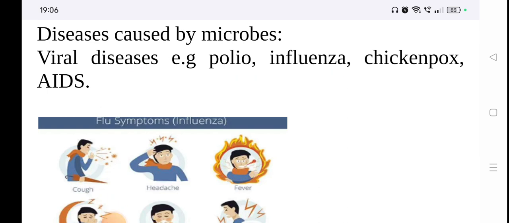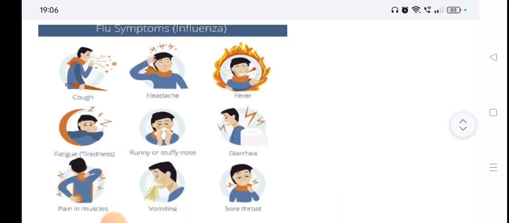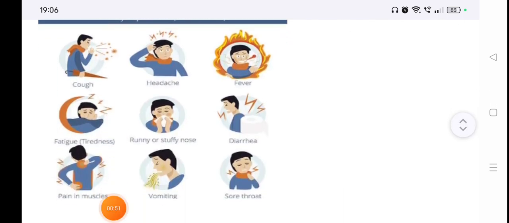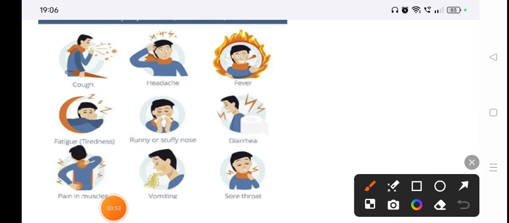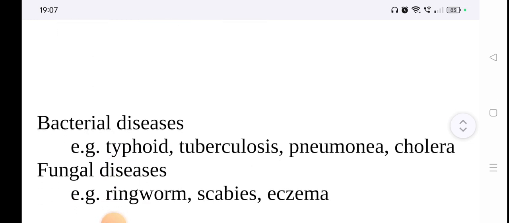Now see, influenza means what? It's a flu. In that influenza, people suffer from cough, headache, fever, fatigue means tiredness, runny or stuffy nose, diarrhea, pain in muscles, vomiting and sore throat. Now see the bacterial disease.